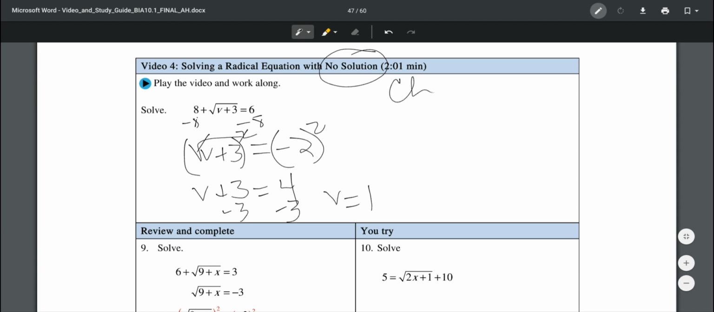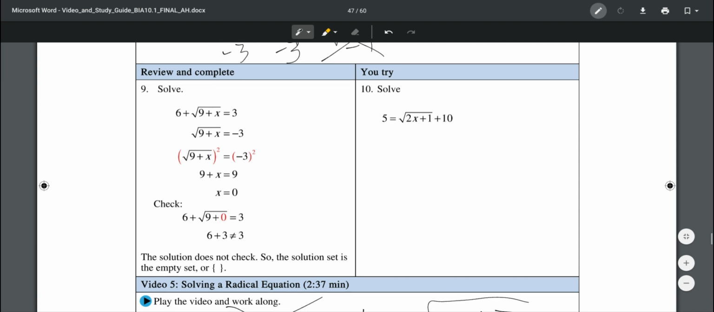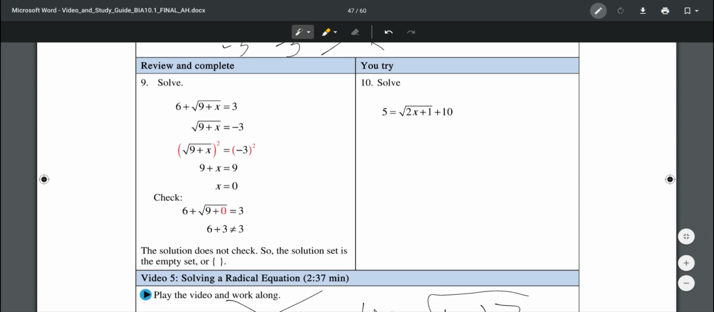Now, when I go to check my answer, I get 8 plus the square root of 1 plus 3, and that should equal 6. That's 8 plus the square root of 4 should equal 6, and 8 plus 2 does not equal 6. So therefore, I do not have a solution to this equation. The next example, example 10, is also going to be a no solution scenario. If you notice, number 9 is also a no solution.